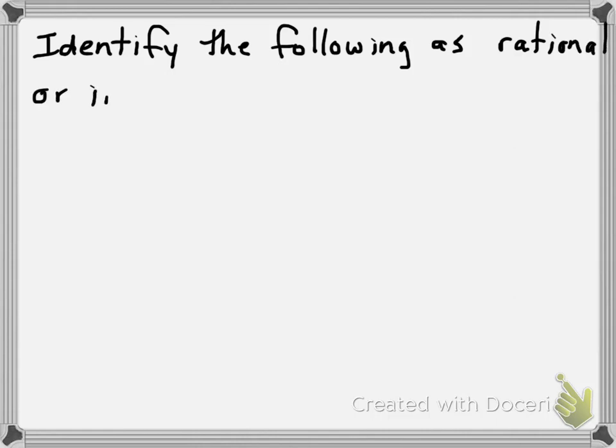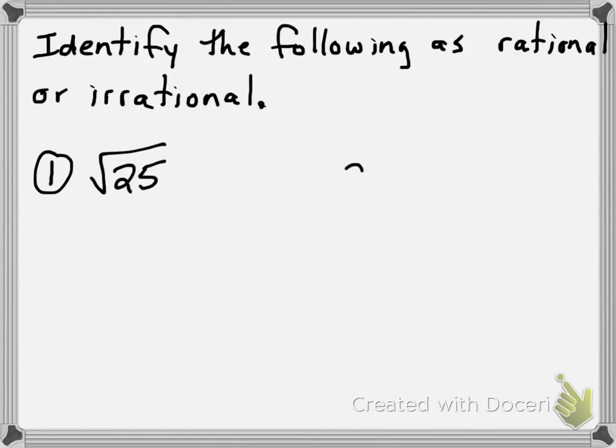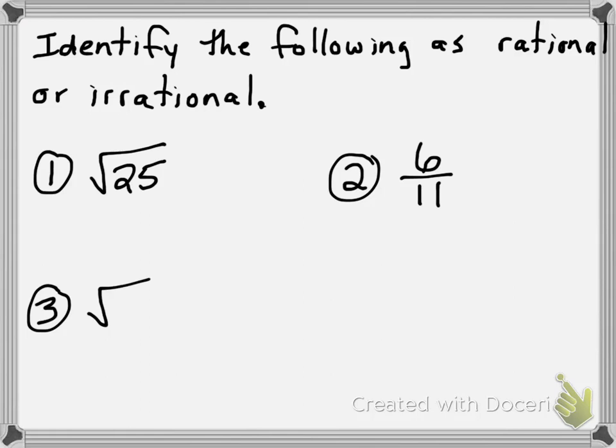Alright, now for this one you're going to have to identify the numbers as either rational or irrational. Now don't forget, you should also be able to tell if it's a whole number or an integer as well. But you learned those a long time ago, so we're just going to talk about rational and irrational this time.